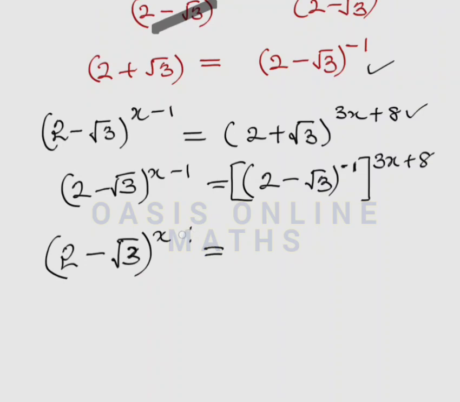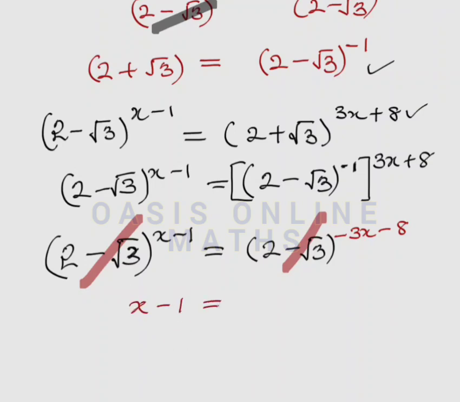Then it is equal to 2 minus root 3. Then these two powers will definitely be multiplied. So if we use minus 1 to multiply the power there, we shall have minus 3x minus 8. So we see that the bases are now equal. So we can strike out the bases, that is, the bases here, 2 minus root 3. We can also strike this out as well. So the indices will now be equated to each other. So we have x minus 1 equal to minus 3x minus 8.